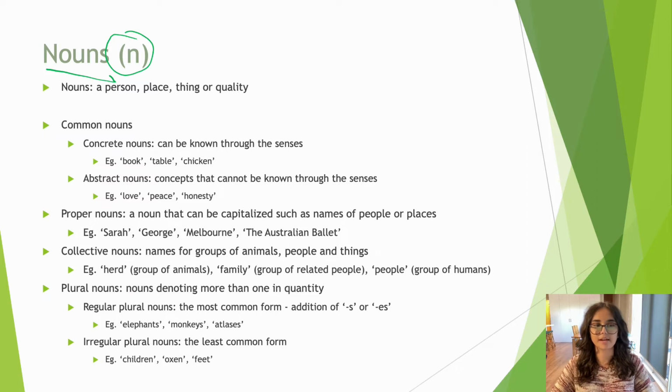And then down the bottom, irregular plural nouns, which is the least common form. We're going from child to children, ox to oxen, foot to feet. So these ones are just structured in a way that is not as common. So it doesn't have the S or ES added to it in order for it to be a plural noun. It's just, the form is slightly different. So these are the different types of nouns. But the main thing I want you to take away from this slide is a noun is a person, place, thing, or quality. Let's head over to the next slide.